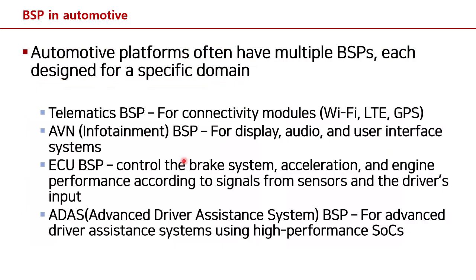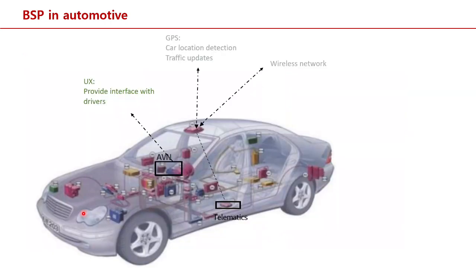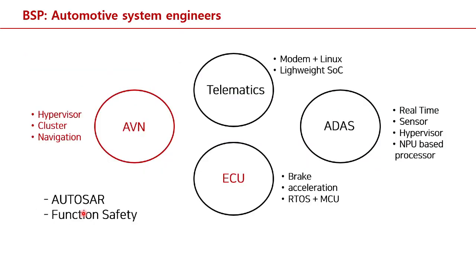Another important BSP in automotive is ECU and ADAS, and these BSPs will be explained in the next video. In summary, for an automotive BSP engineer, we have AVN BSP, telematics BSP, ADAS BSP, and ECU BSP. Those four BSPs should be verified based on AUTOSAR and functional safety.